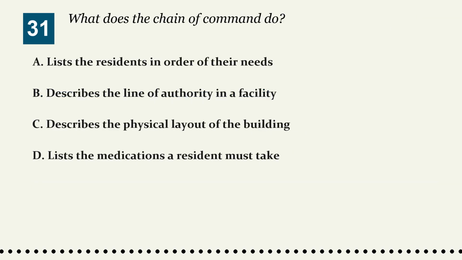Question 31. What does the chain of command do? Option A, lists the residents in order of their needs. Option B, describes the line of authority in a facility.